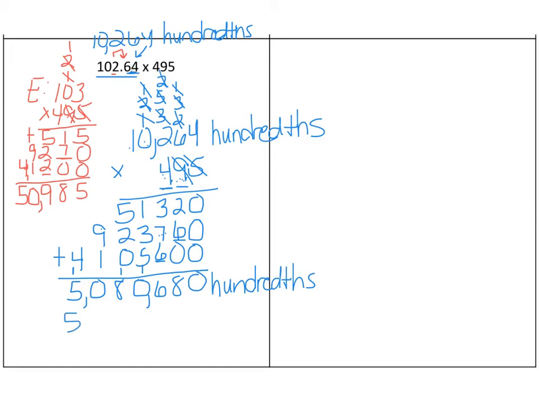So I'm going to recopy my numbers. 50806, decimal. 8 is the first digit to the right and 0 is the second. So 50,806 and 80 hundredths. That's pretty close to my estimate of 50,985. So my answer must be correct. 102 and 64 hundredths times 495 is equal to 50,806 and 80 hundredths. All right, make sure you showed all your work.